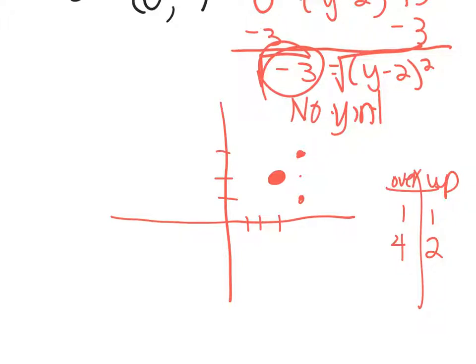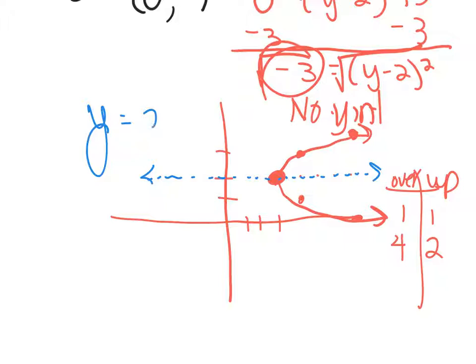Then I'm going to go over 4. 1, 2, 3, 4. And then up 2. Over 4 and down 2. And I'm going to connect that in a curve. There we go. So the axis of symmetry is going to split the parabola down the middle. What is the equation of that line? The equation of that line is y is equal to 2. So the axis of symmetry is y is equal to 2.